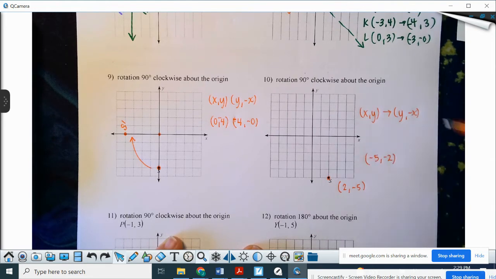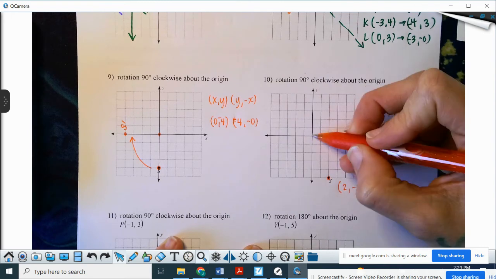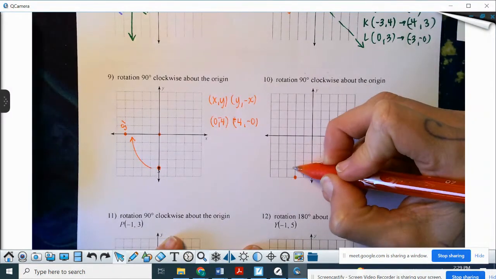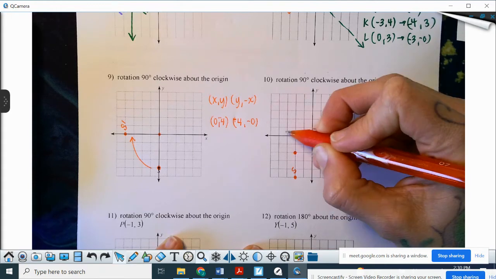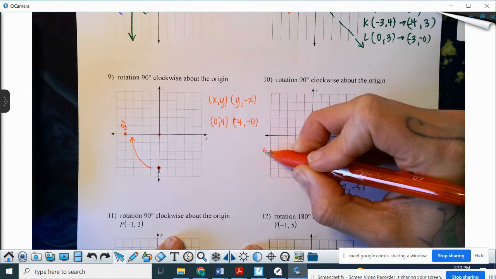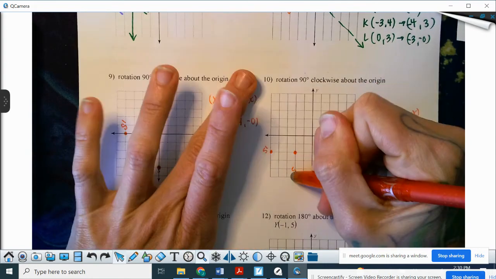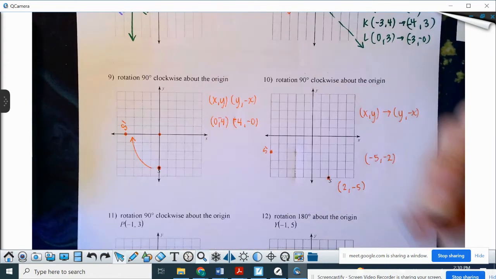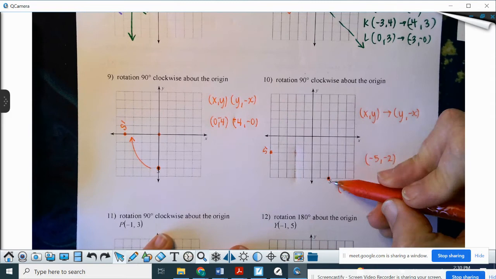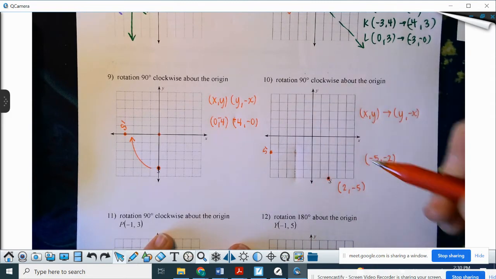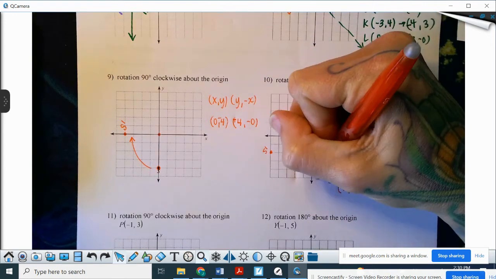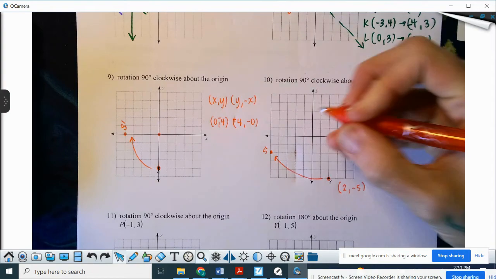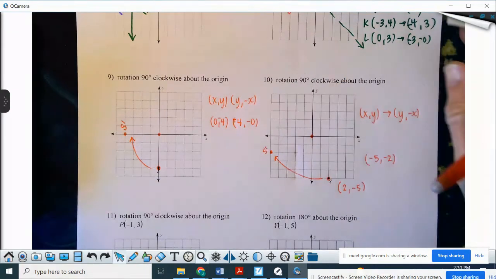So again, you're moving 90 this way, so negative 5, negative 2. Oops, negative 5. Negative 5, negative 2. I'm going to get it right eventually. So it moves each quadrant. Also is another way to think about it as far as your 90 degrees as it's turning. So it went 90 degrees clockwise because that's the way a clock runs. About the origin.